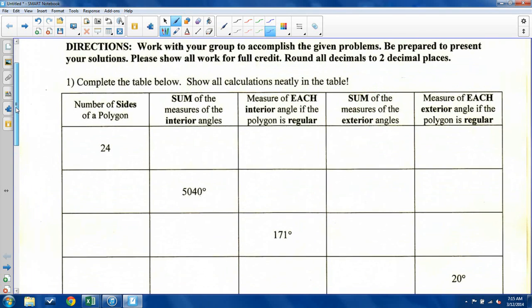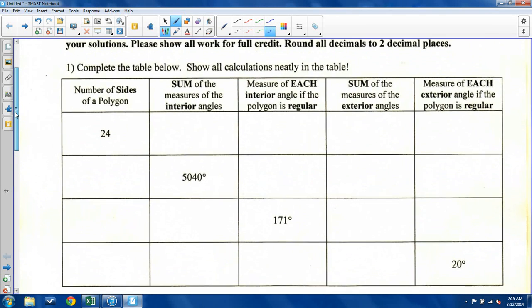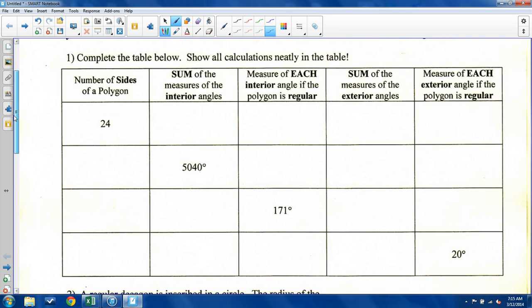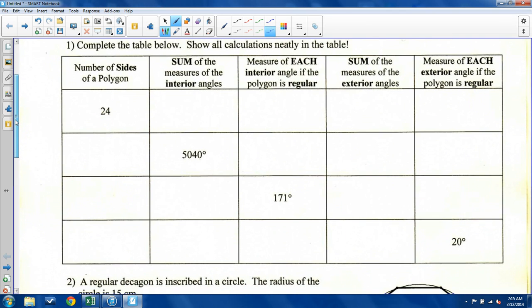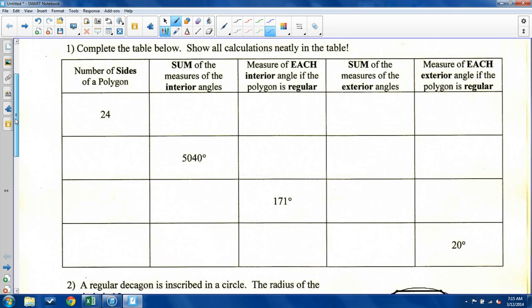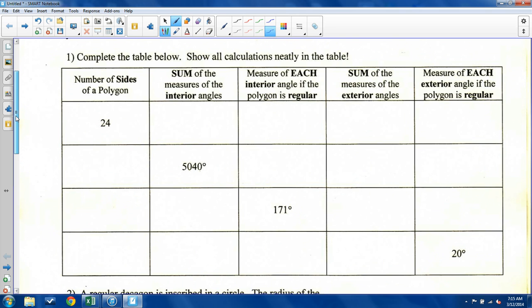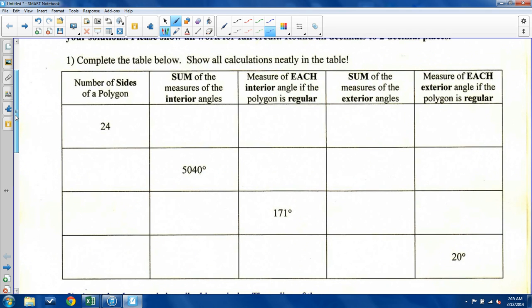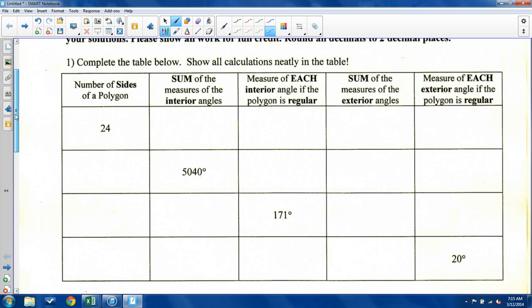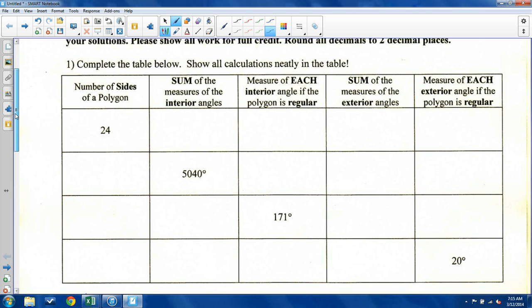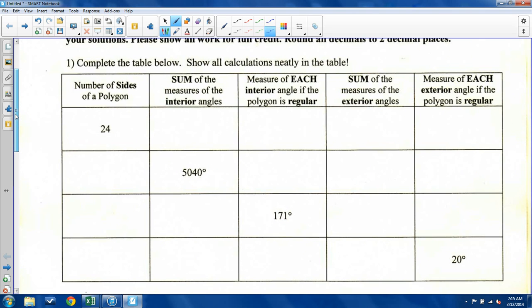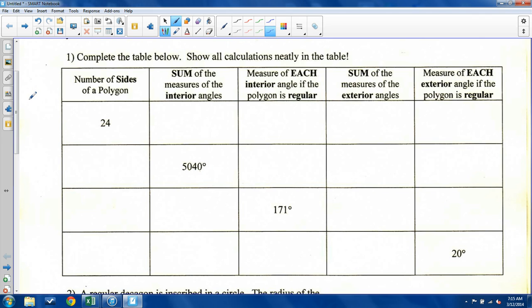So our first thing here is we have to complete this table, show calculations neatly in the table. This is all about your ability to say, even without a drawing, even with some limited amount of information, how can I work from that to getting everything about this thing? Remember, all these are regular polygons. That's our assumption here. Well, actually, I'm sorry, not all of them are, but they're saying if it's regular, then what would we have?